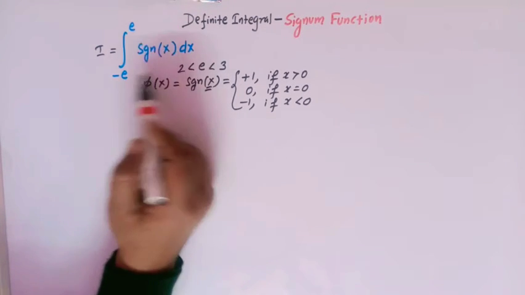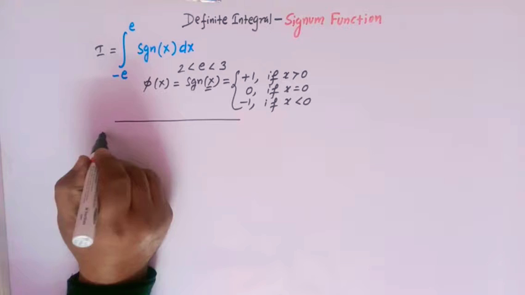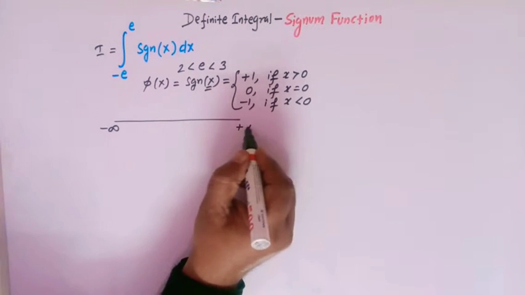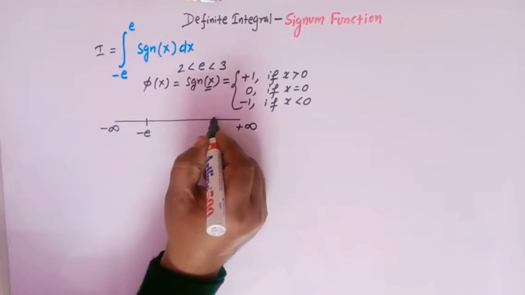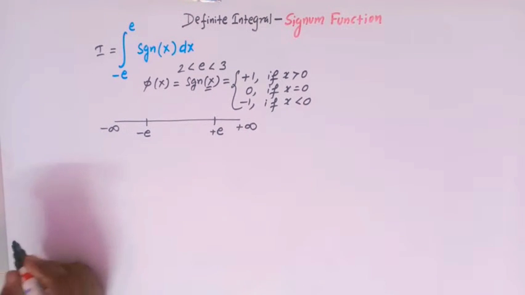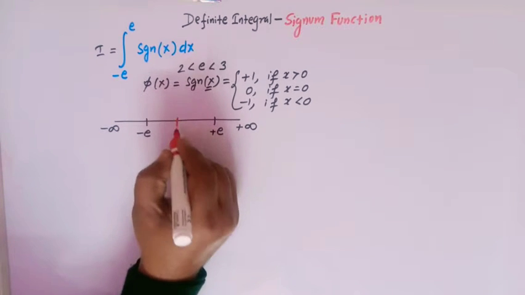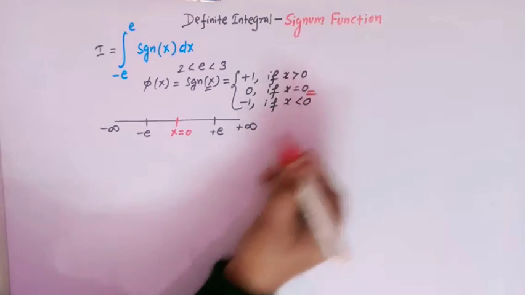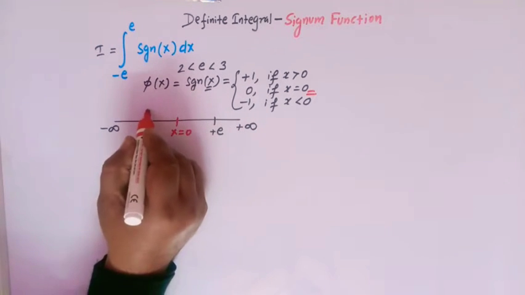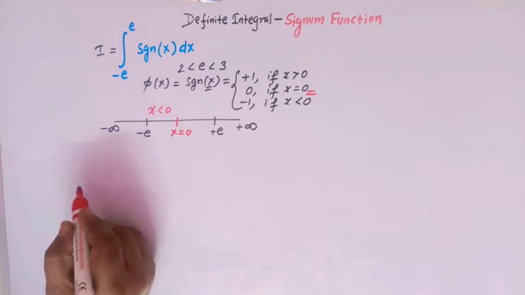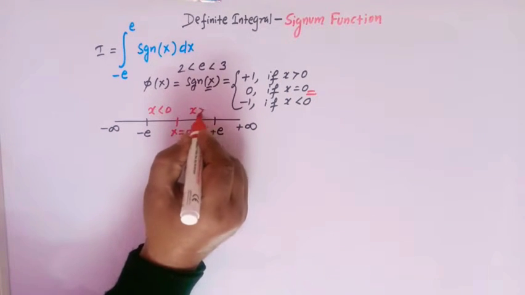Now we have to evaluate this integral, and if we take the number line, here we have minus infinity, here we have plus infinity. This is the real number line, and here we have minus e and here we have positive e. Between minus e and plus e, we have the point x equal to 0. Towards the left of x equal to 0, we have the numbers which are less than 0, and towards the right, all the numbers are greater than 0.